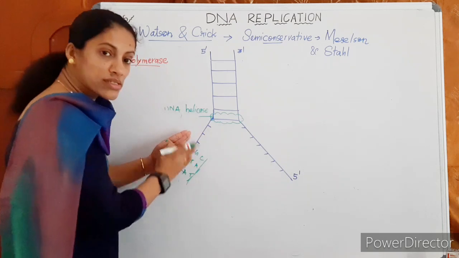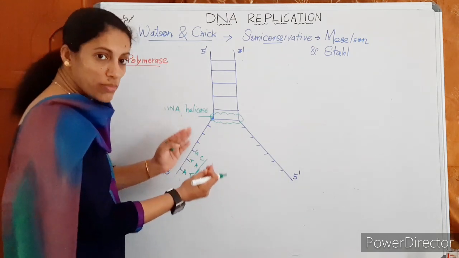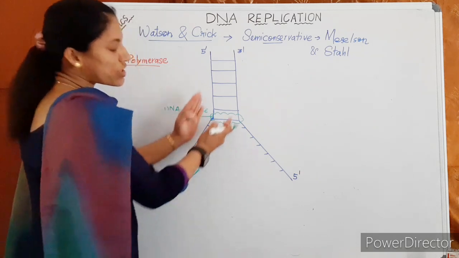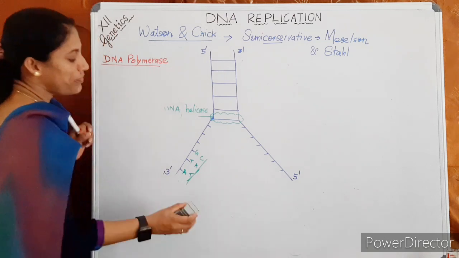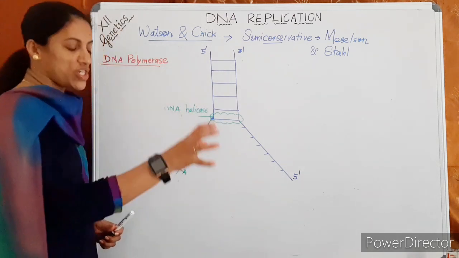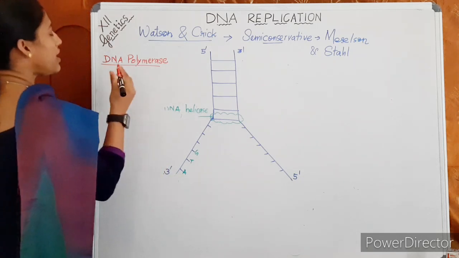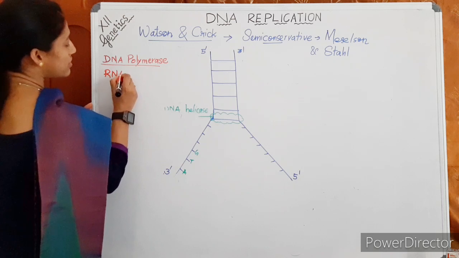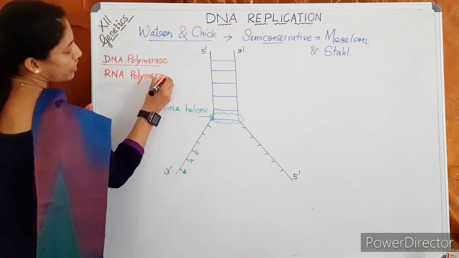Existing strand bases are exposed. Attaching the complementary bases or complementary nucleotides, the new strand should be built. That is the process of polymerization. But the DNA polymerase enzyme cannot initiate, cannot start. It requires an RNA polymerase enzyme to start this. So the starter is what?